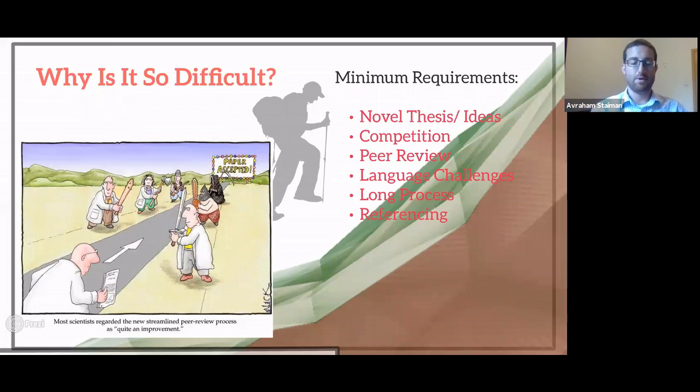whereas really, if we look at the cartoon on the left, which I thoroughly enjoy because it depicts a scholar going to submit his paper and talking about the streamlined process being quite an improvement. As we see here, even those processes that work well can still be very challenging and frustrating.